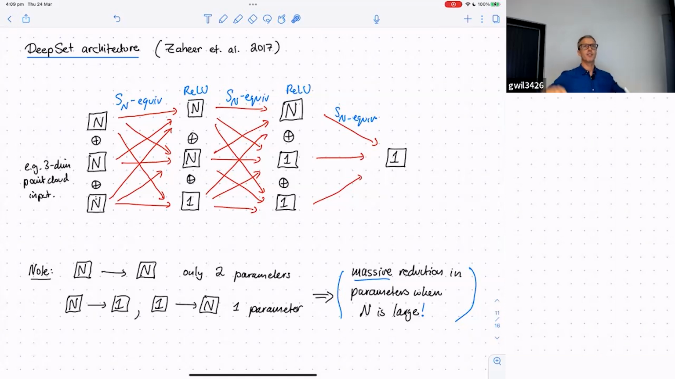So this allows us to make enormous networks involving billion dimensional things with few parameters. Okay, and that is deep set architecture. And I think it's state of the art in terms of point cloud prediction.